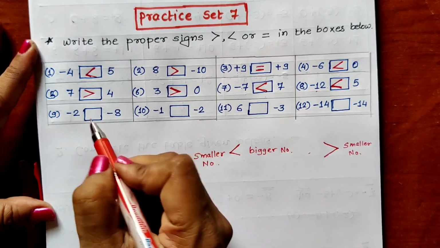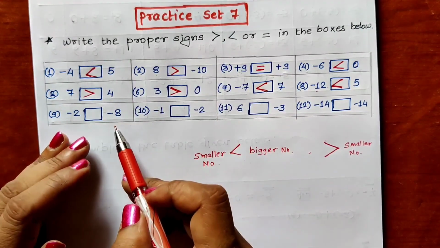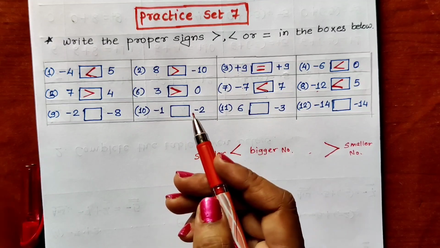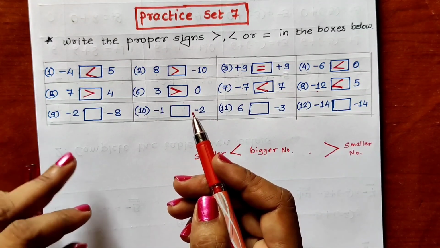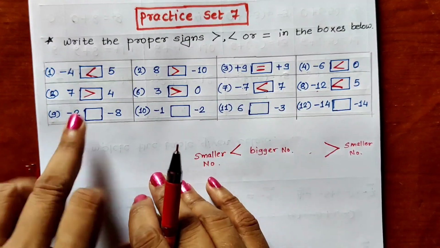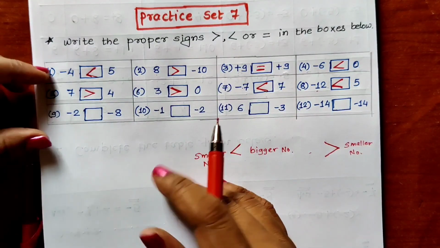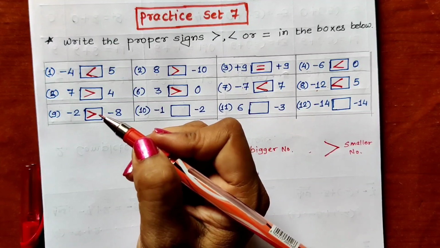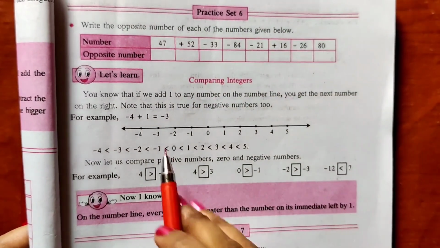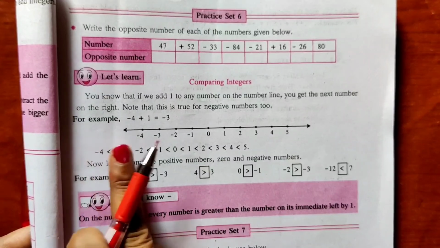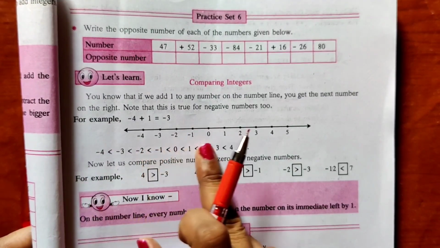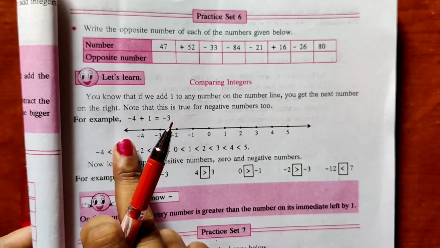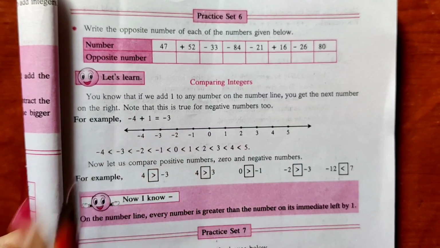Minus 2 and minus 8. We all know minus 8 is on the left side of minus 2. So left hand side numbers are smaller, and when we go on the right hand side, numbers become bigger. So minus 2 is on the right hand side of the number line and minus 8 is on the left hand side. That means minus 8 is smaller and minus 2 is bigger. If you observe this number line carefully, when we go on the left hand side, numbers keep becoming smaller, and when we go on the right hand side, numbers keep becoming bigger. So minus 2 will be bigger than minus 8 because minus 8 is on the left hand side of minus 2.